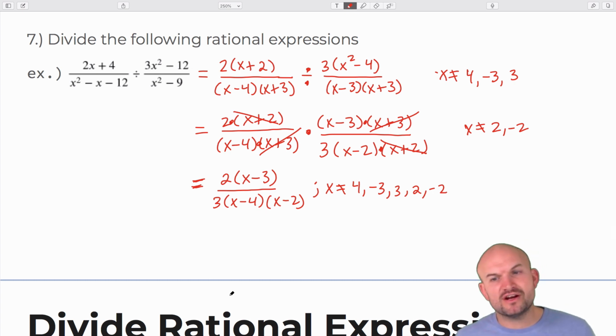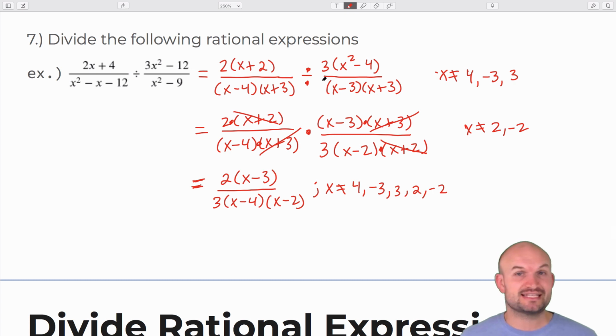Now, as far as the excluded values go, I've seen a couple different people teach it a couple different ways. The way that I've learned it and feel like best understands is that an excluded value is anything that makes the denominator 0. That means as the problem is written as a division problem, what numbers make the denominator 0? When the problem is written as a multiplication problem, what values make the denominator 0? And then what are my final solution? What values make the denominator 0?